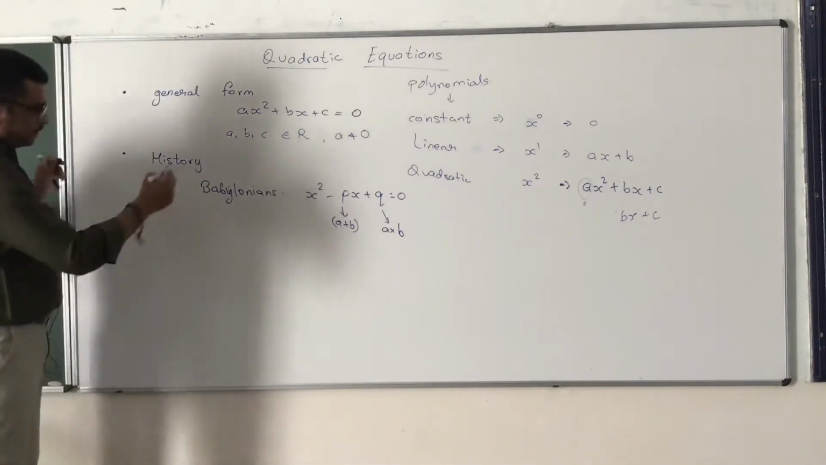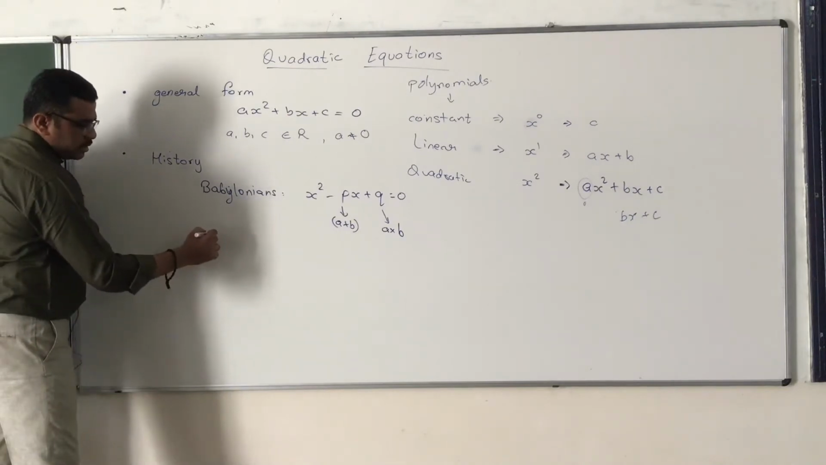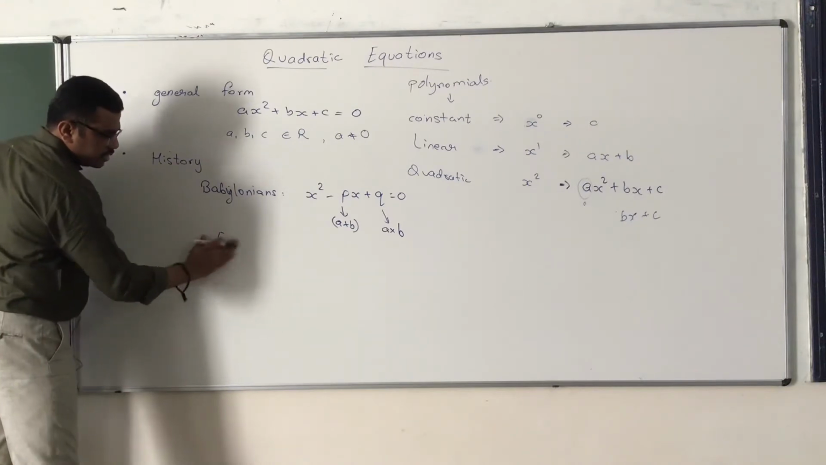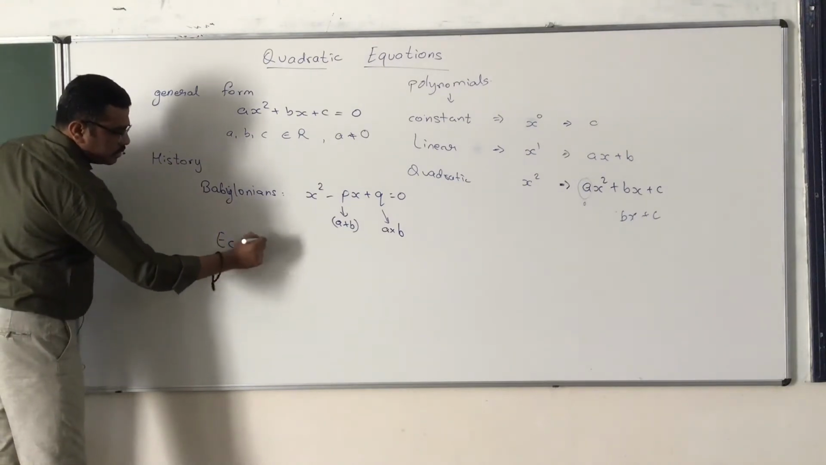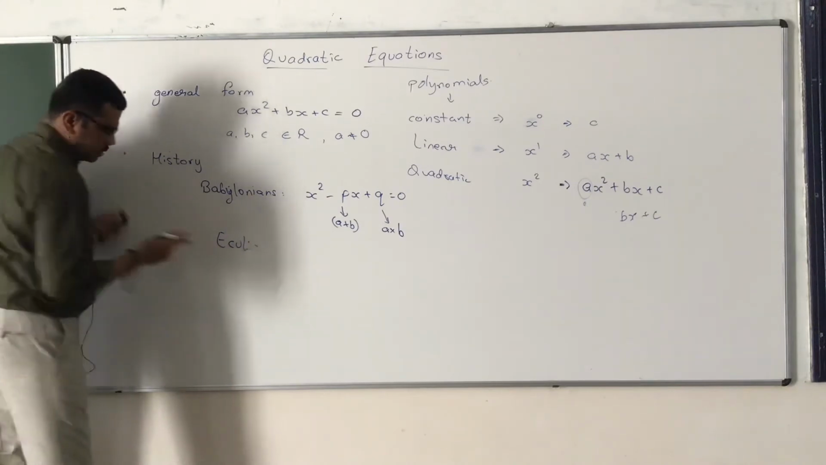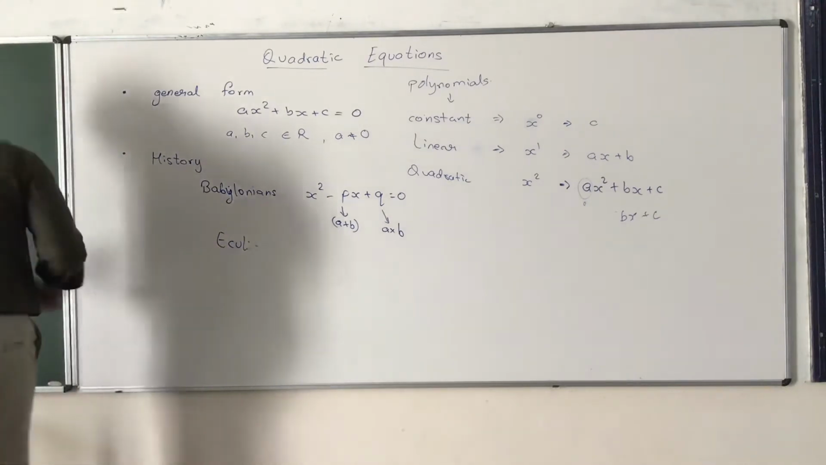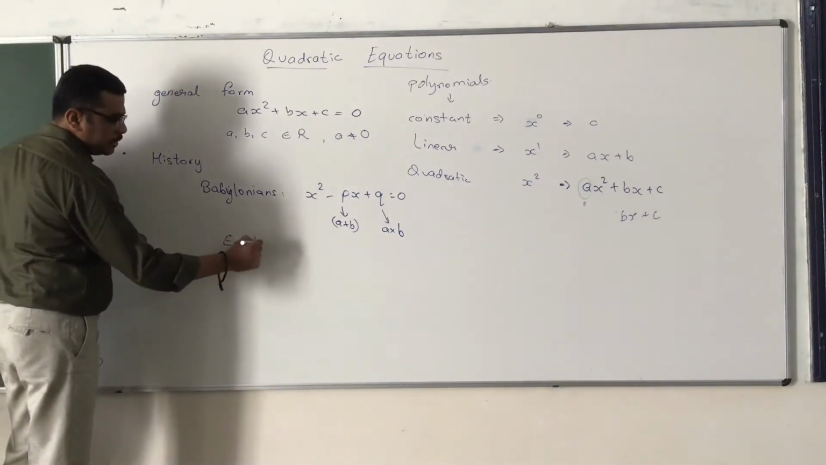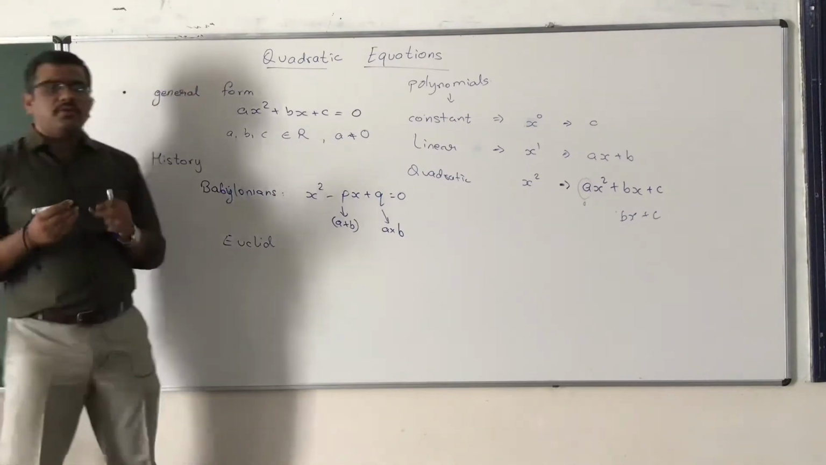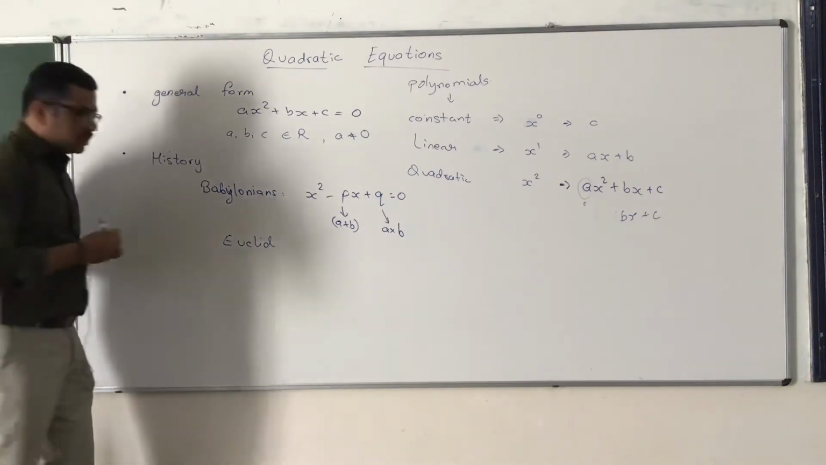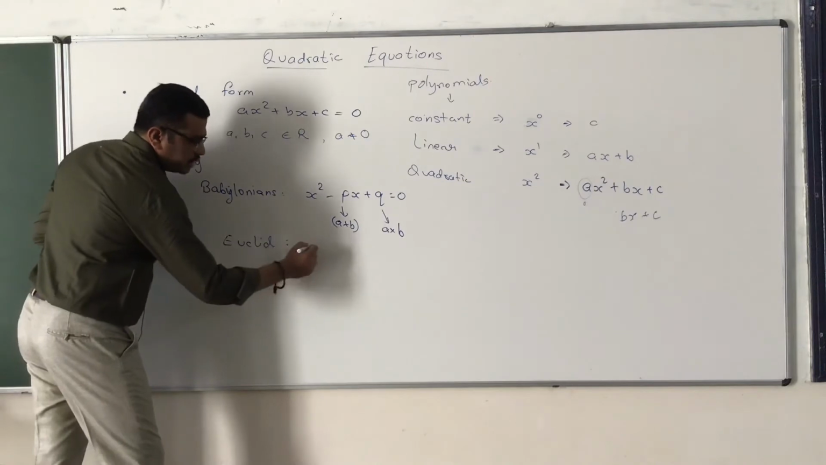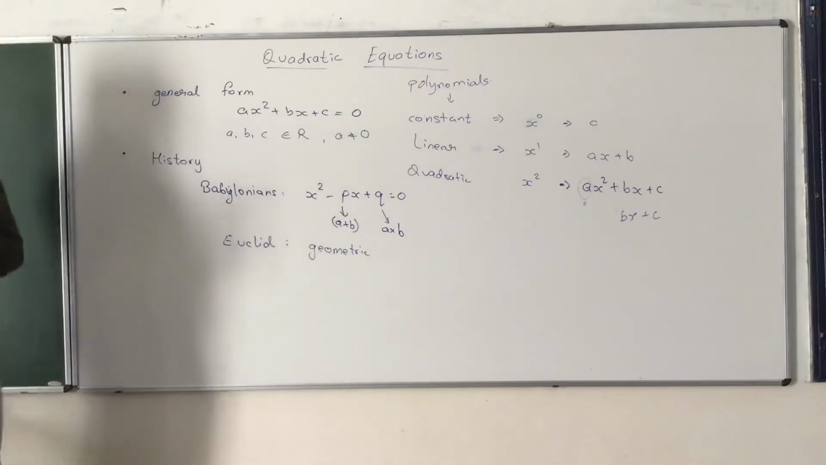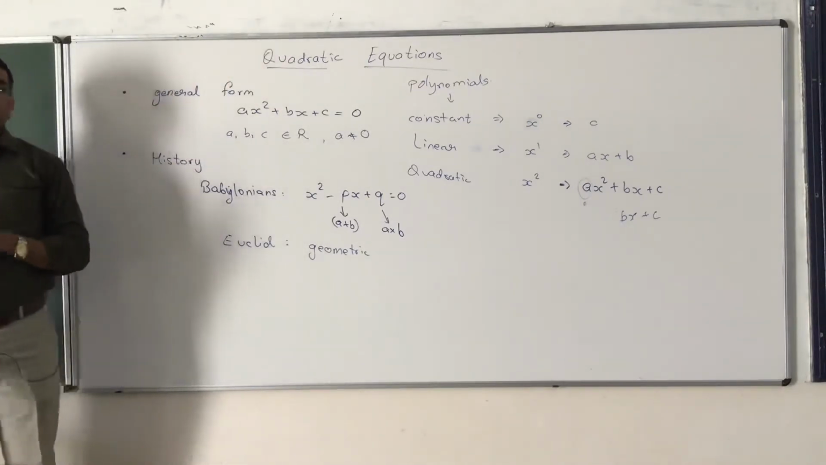Later, it is believed that a Greek mathematician, Euclid, also studied quadratic equations, and he found a geometric method to solve quadratic equations.